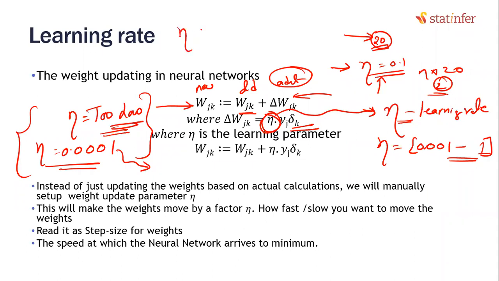If eta is too high, what will happen? Let us suppose I kept eta equal to 2. We usually don't do that. If the weight change suggested is 20, and I say eta equal to 2, that means I'm changing by 40. Then we will be changing very fast. Remember, too fast is also a problem, too low is also a problem.